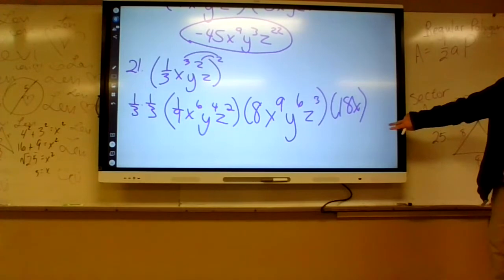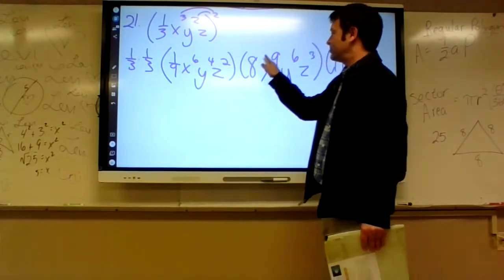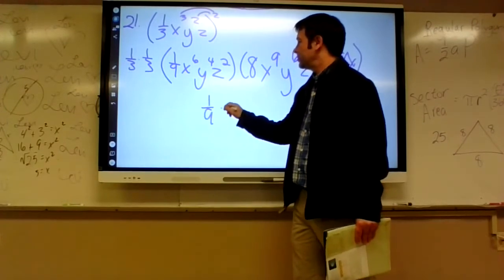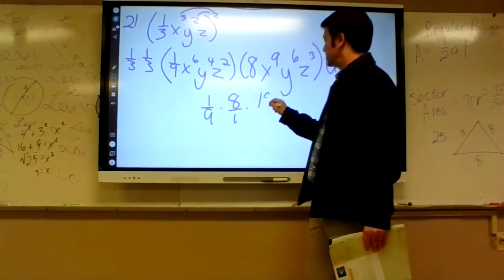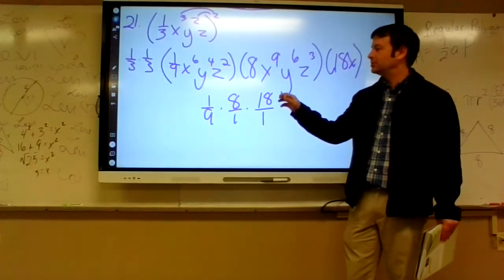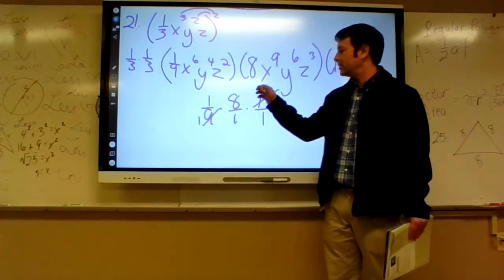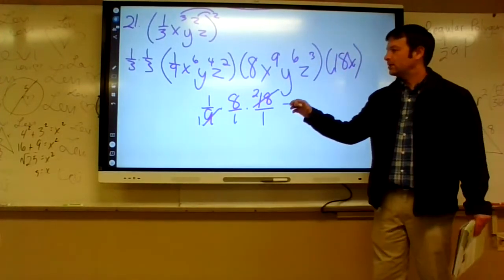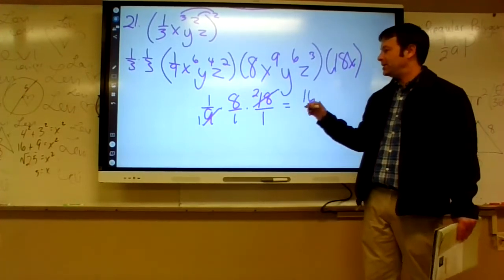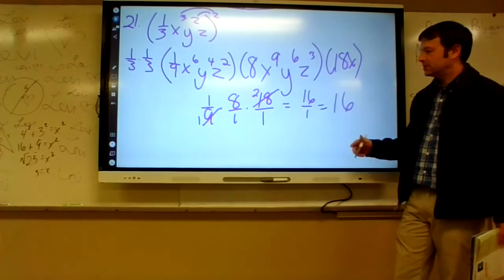Okay, this is just a bunch of stuff multiplied together, so we can just go ahead and multiply whatever we want. 1/9 times 8 times 18. You guys remember this trick from middle school? 18 and 9. Remember doing that? 8 times 2 is 16, and then 1 times 1 times 1. 16 over 1, so it's just 16.